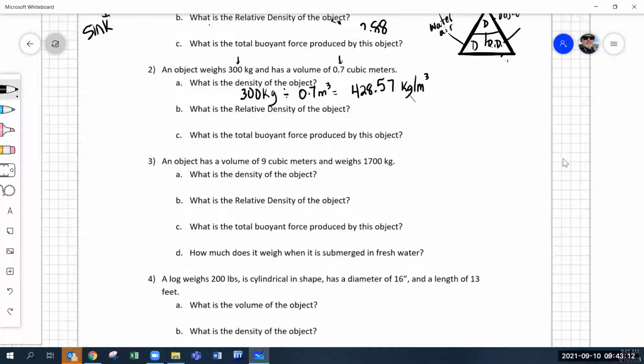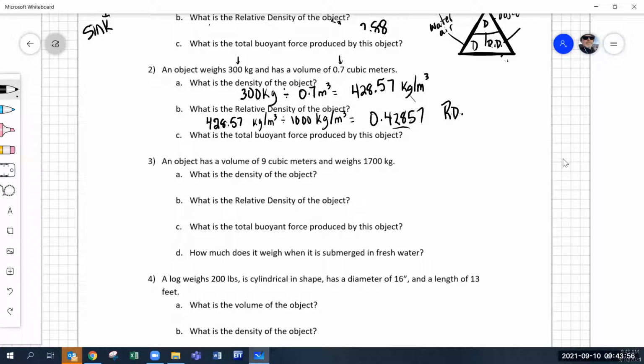So what is the relative density of that object? What we do is we take the density of the object and divide it by the density of water. The relative density of this object is 0.42857. Is this object going to sink or float? It's going to float. Has a relative density right here of less than 1. It will float.